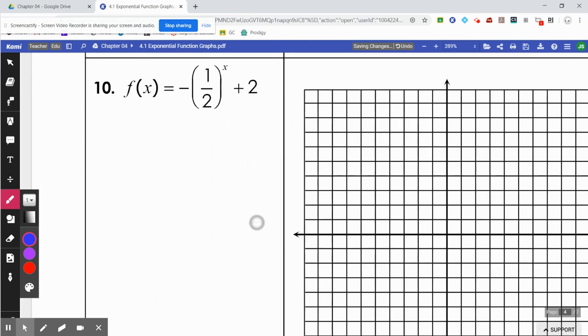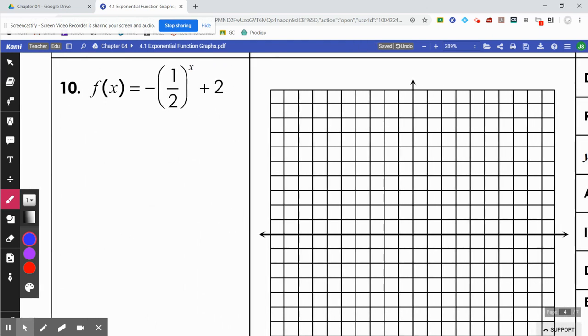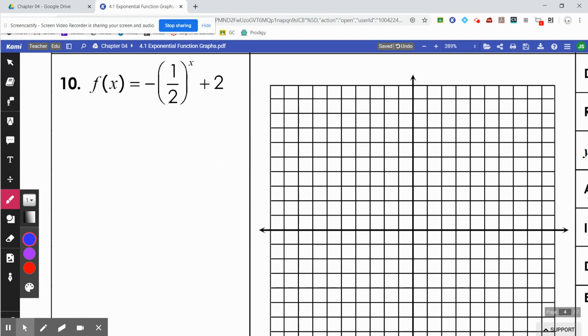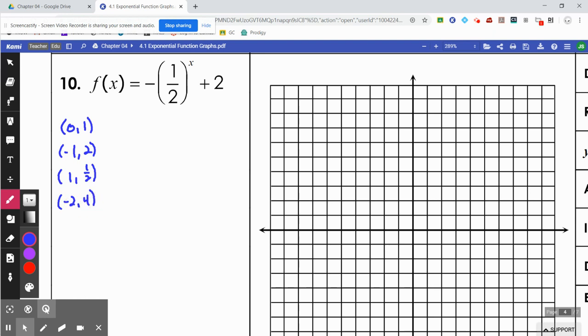Next up, let's graph this. And since we already know what our parent function is going to look like, this is an example of exponential decay. We know what 1/2 to the x power looks like. We can actually just come up with some values that's on our parent function. 0, 1 would be on there. -1, comma 2 is on there. 1, comma 1/2, and maybe -2, comma 4. So that's plenty of points.